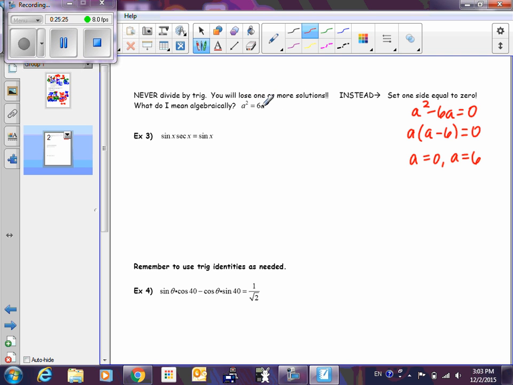On the flip side, if you had just divided by a, you would have gotten the 6, but you would have missed the fact that a is supposed to be 0 also. Okay, so you lose half of your answers. So on example 3, don't divide by sine. You can divide by a number, but you cannot divide by sine. This is what you have to do instead. You have to subtract it over.